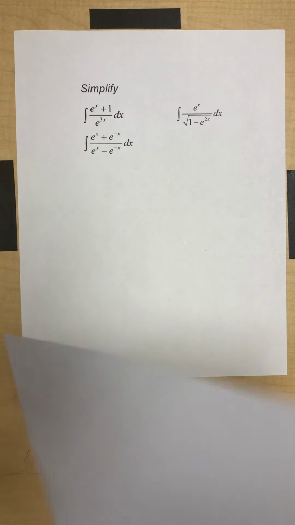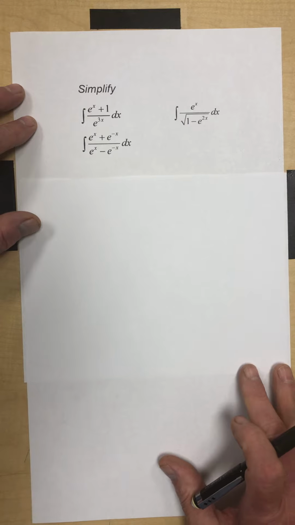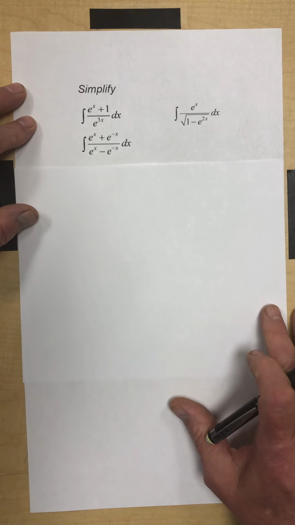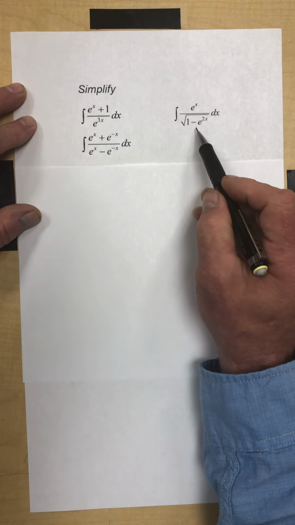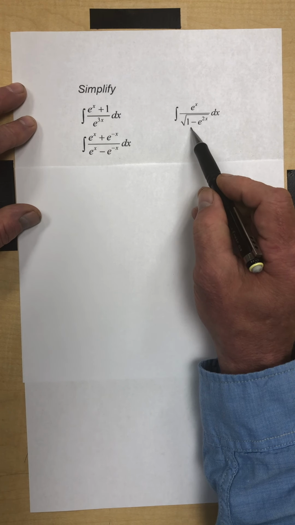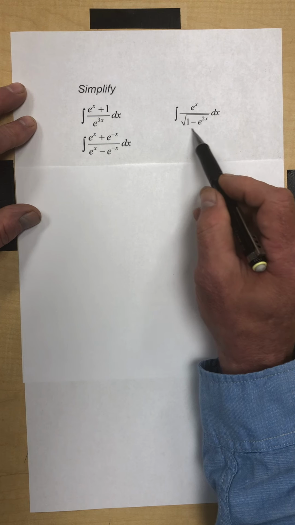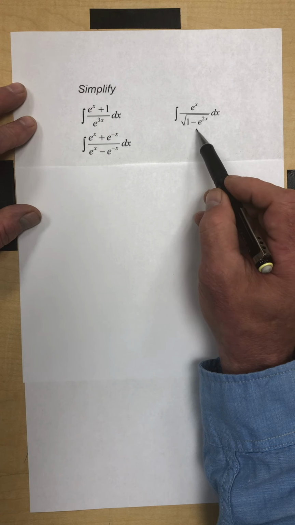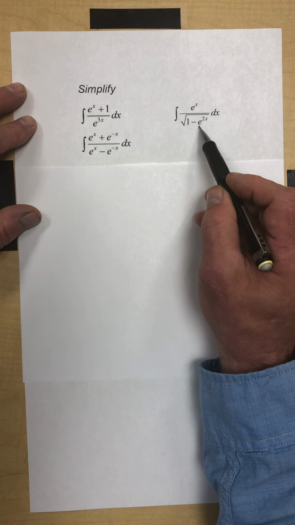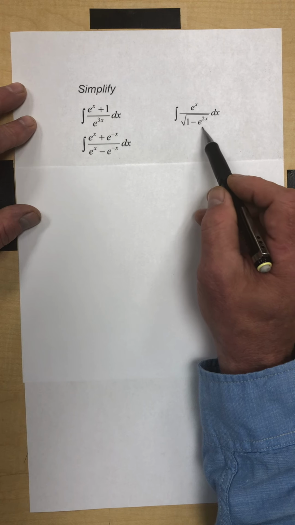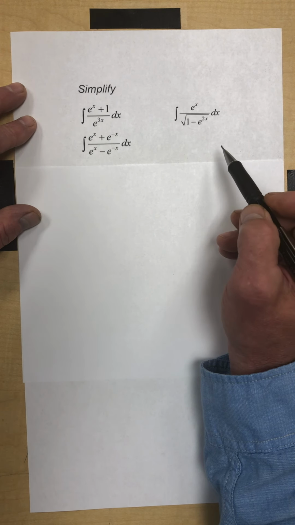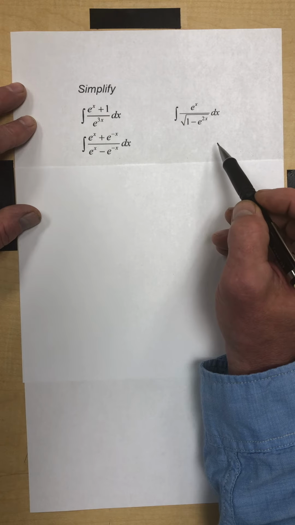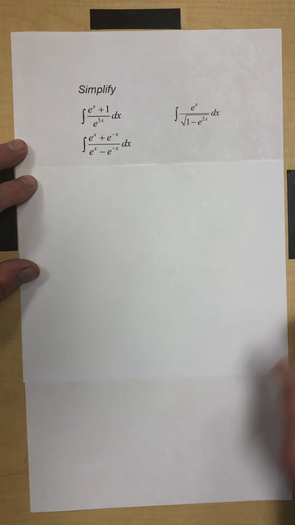Okay, this one's, again, a little bit different than the other two. Going back, if we let u be this radicand, then when I take the derivative, the derivative of 1 is 0, and the derivative here is minus e to the 2x times 2. So I get negative 2e to the 2x, and that really doesn't help me out a lot. So there's got to be some other way to do it.